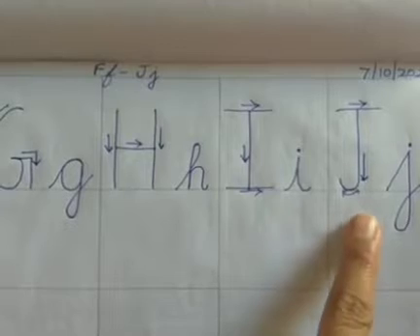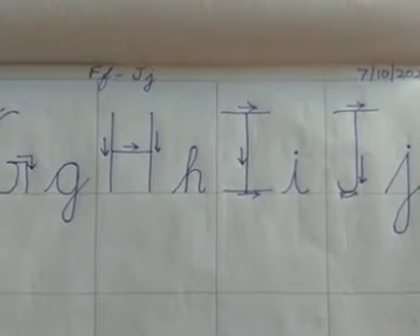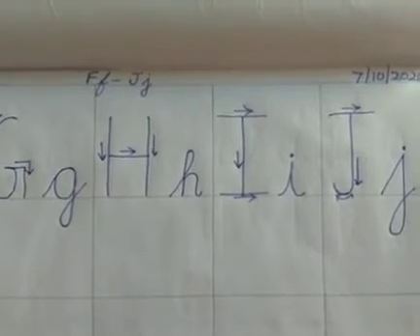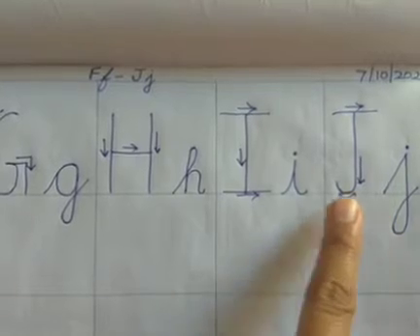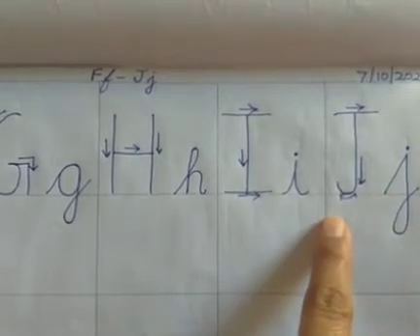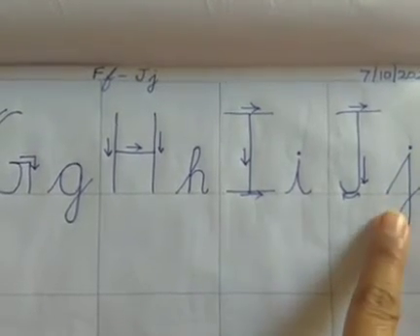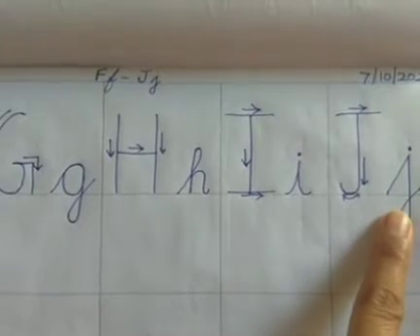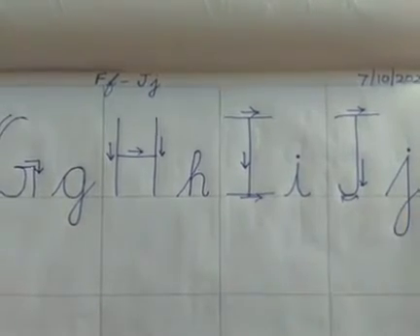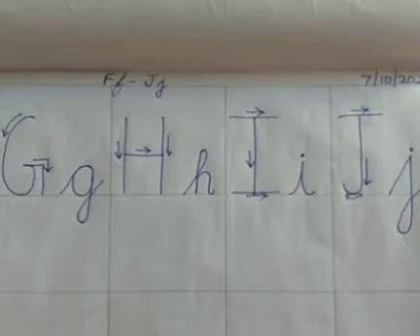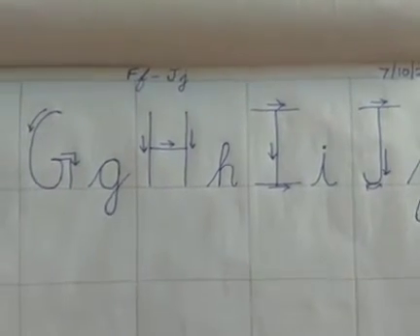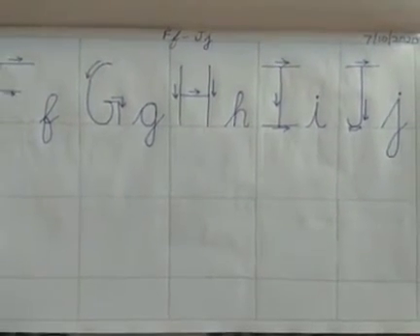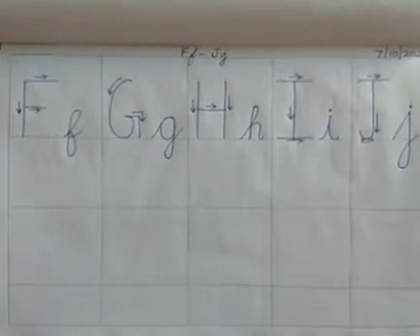We will learn this sound in detail in some time. But today you can just learn how to write the capital J. In a week or two, we are going to learn how to write lowercase J. Okay, so now let us learn how to write these sounds. Let us first learn to write the letter F, capital F.